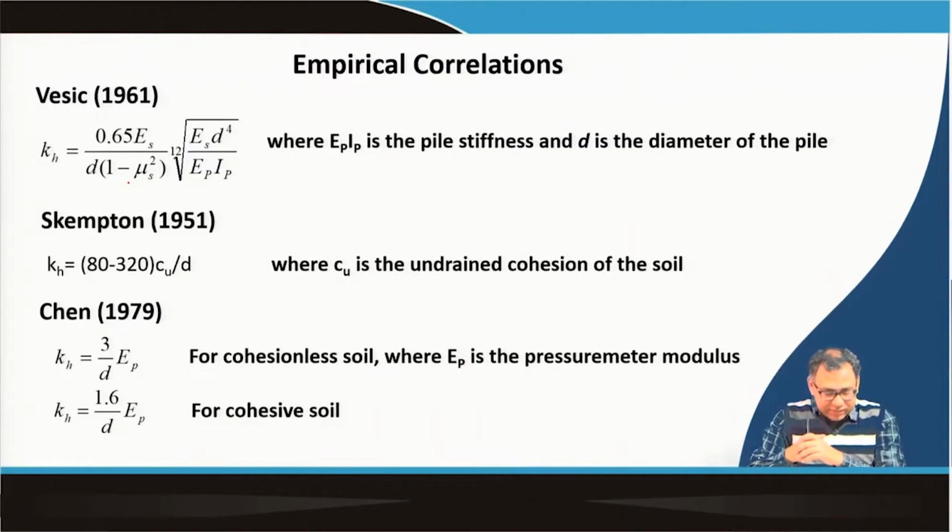Chen has given some correlations with respect to the pressuremeter modulus, because I have already discussed what the pressuremeter modulus and the pressuremeter test are in my soil exploration part. So, that pressuremeter modulus can be used to determine the kh of the soil. That means we can do the pressuremeter test, and based on that pressuremeter modulus value we can determine the kh by using these two correlations. One is for cohesionless soil, another is for cohesive soil.